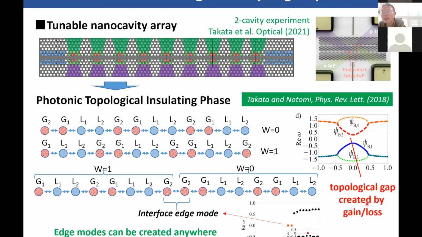An important point is that in this structure, the cavity array is equidistant. So this topological phase is created only by gain and loss control. This means that we can create the interface edge modes anywhere by controlling the injection current. Concerning the experiment, recently we demonstrated this simple 2-cavity system for the photonic crystal nanocavity for the current injected platform.